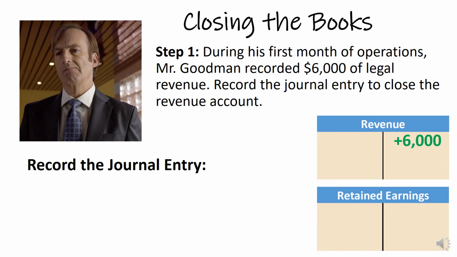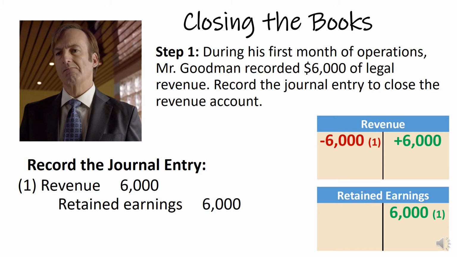Our revenue accounts have an ordinary credit balance because they add to our retained earnings. To reverse the revenue at the end of the month and close out the account so that it has a zero balance to start the next month, we debit revenue for $6,000 and we credit retained earnings for that same amount. At the end of the period, our revenue account shows a zero balance.